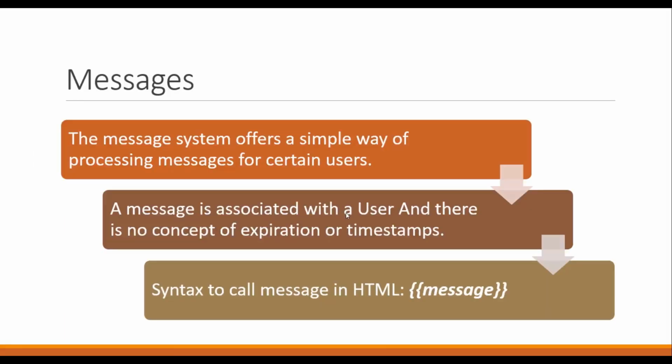Now we will move ahead and learn what messages are. We are going to use the concept of messages in this application, so firstly we have to understand messages. The message system offers a simple way of processing messages for a certain user. A message is associated with a user, and there is no concept of expiration or a timestamp in a message. Basically, messages are used by the Django interface after a successful action or when some error occurs.